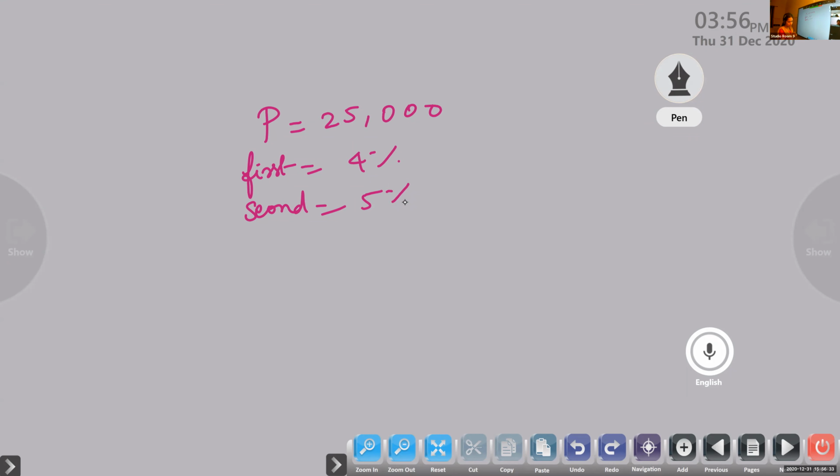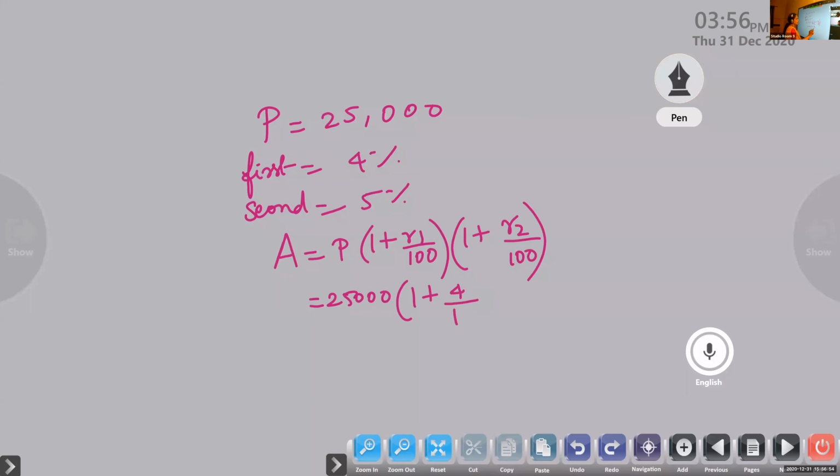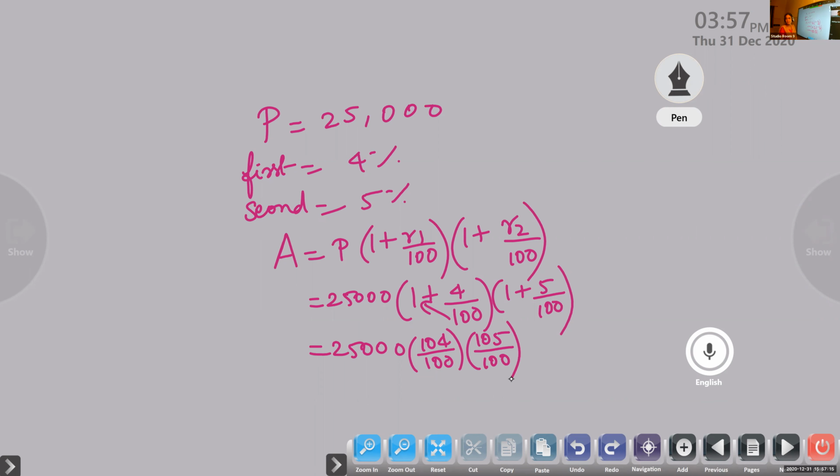So what is the formula we have learned for finding amount? Amount is P into 1 plus R1 by 100 into 1 plus R2 by 100 for 2 years. So up to R2 is enough. So it is 25,000 into 1 plus 4 by 100 into 1 plus 5 by 100. And then simplify this. If you want, you can write this as 104 by 100 into 105 by 100, and then simplify it.